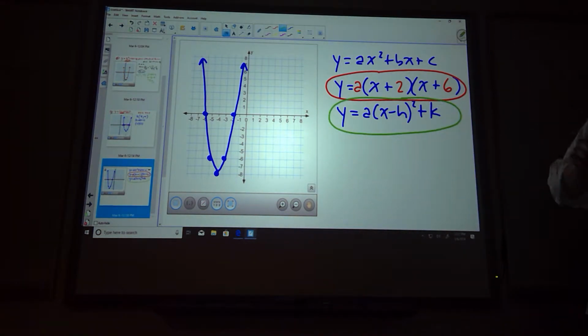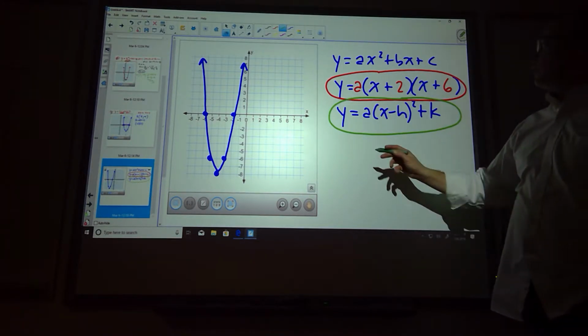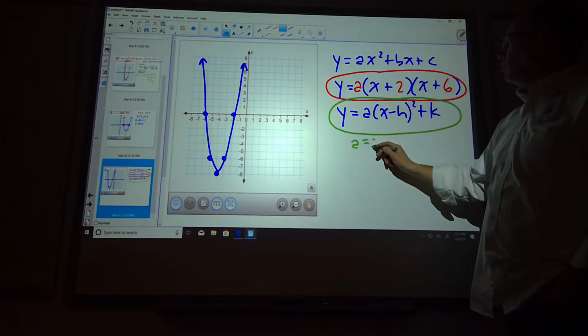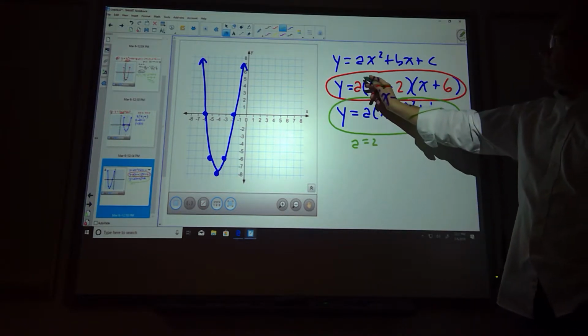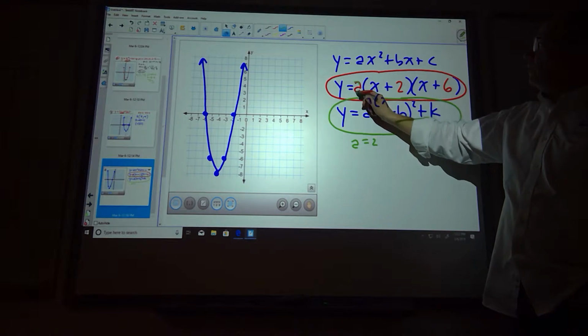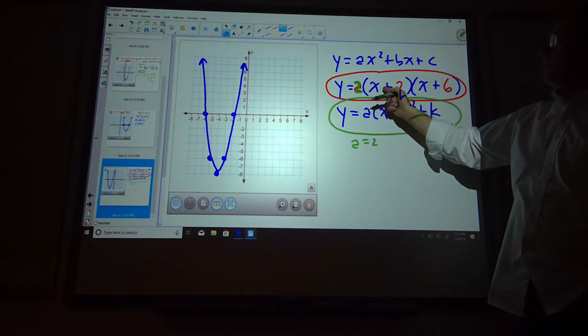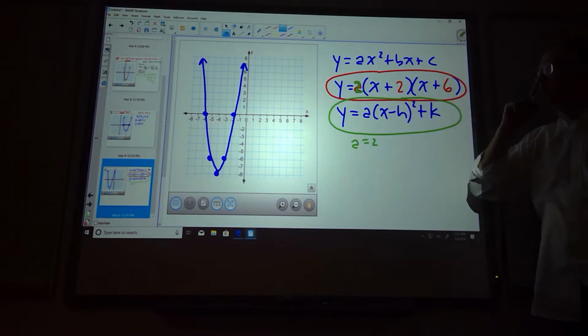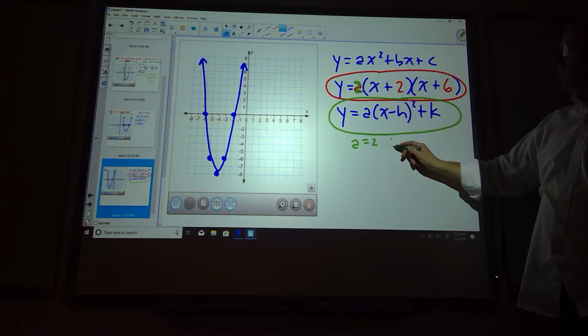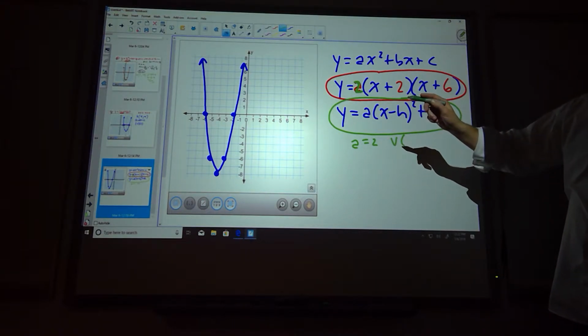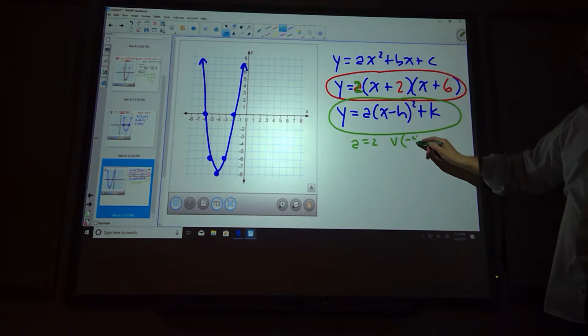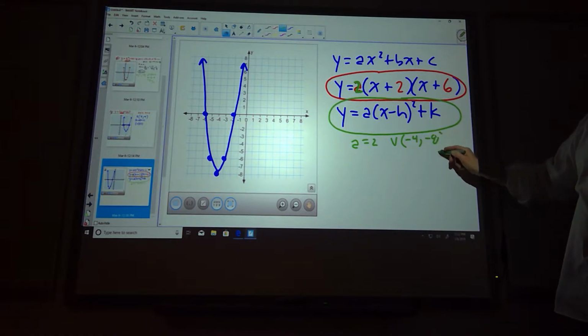Can I see the vertex there? Can I see if it pattern graphs? Does it go right one and up how many? Two. Good. So that's going to tell us that our a value is 2. Oh, wait, I just found the a value. So maybe I could plug this a value of 2 into right there. Maybe that works. And then my vertex showed us that it was negative 4, negative 8, I believe. Do you agree with that?